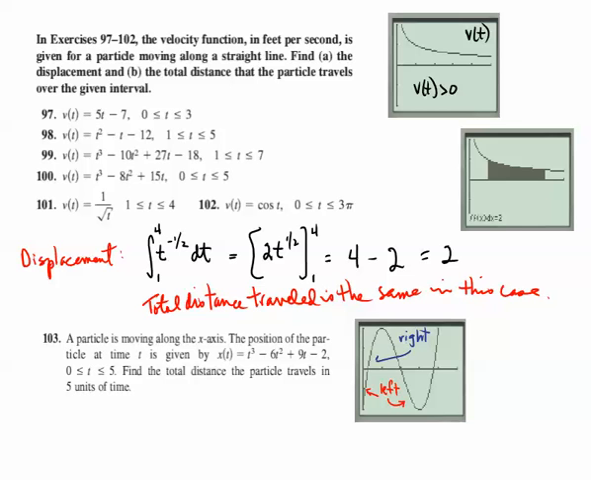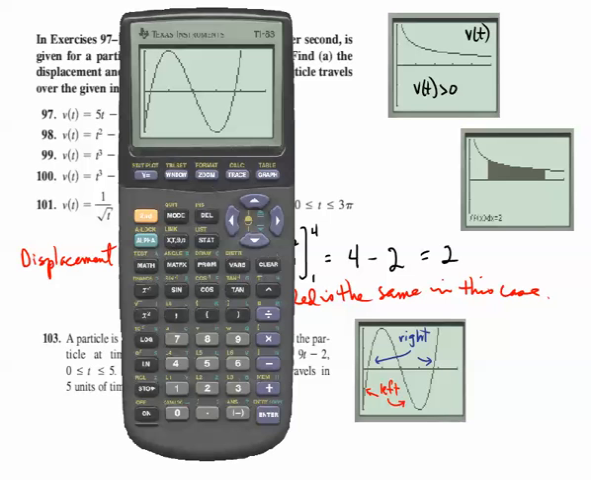So on this particular time interval, there are 2 intervals at which the particle is moving to the left and 2 intervals on which the particle is moving to the right. And so in order to find the total distance traveled, we would have to use the absolute value of the velocity function. So you can see the velocity function there. What's going to happen when we take the absolute value is that it's going to take all the negative segments of the curve and flip them over the x-axis.